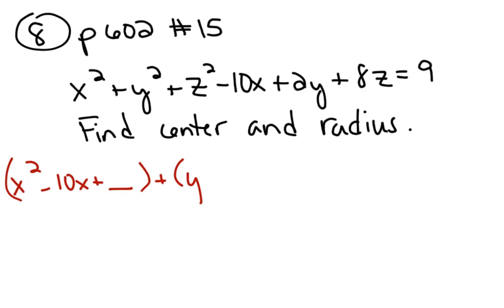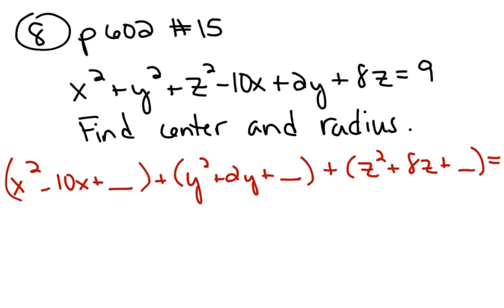So we put the x's together with a blank. We put the y's together with a blank. We put the z's together with a blank. And that's going to equal 9 plus, and then there will be 3 blanks. Because we're going to add 3 additional numbers to the left-hand side, so we're going to add 3 numbers to the right-hand side. How do you figure out what goes in the blank? You take this number, divide it by 2, and square it. So this should be 25.